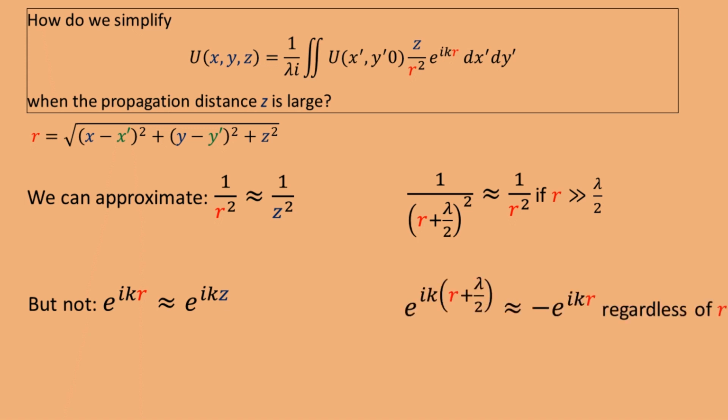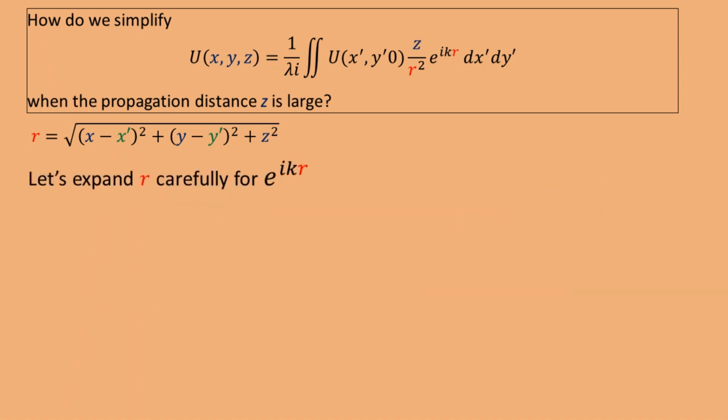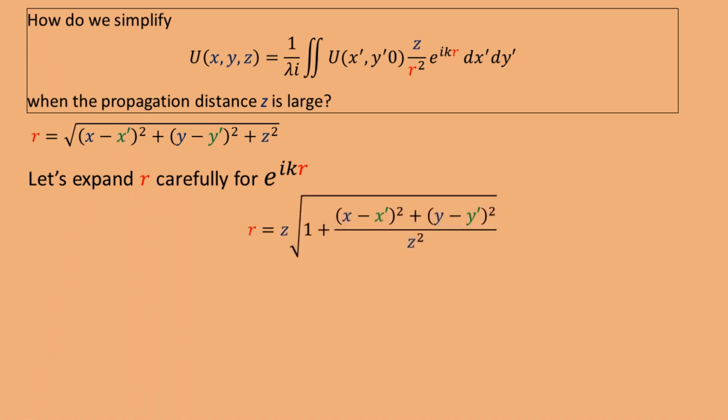However, if we add the same error to r, then the complex exponential will change sign, regardless of how large r is compared to the error λ/2. Therefore, we have to be much more careful when approximating r in the complex exponential. So let's see how we can expand r more carefully. First, let's pull z outside of the square root. What's left under the square root is 1 plus something very small, because we assume that z² is much larger than (x − x')² + (y − y')².